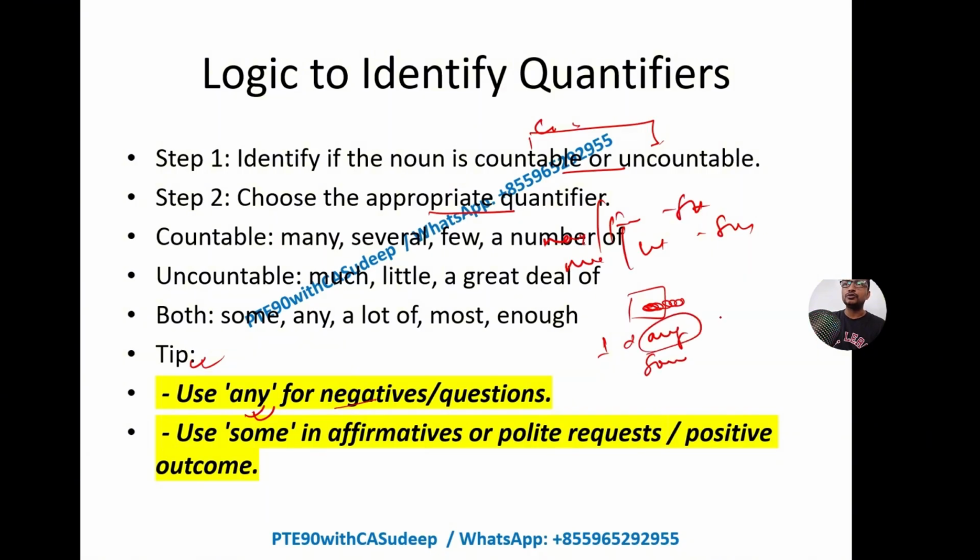So "any" is used in the negative sense, right? If you expect the answer to be negative, use "any". If you expect the answer to be positive or affirmative, put "some". For example, I have some sugar left, right? I have some apples, right? You have some apples, meaning maybe one or two, I don't know how much, but something is there. So "some" is used for positive affirmation, "any" is for negative. That's the thing that you need to know.